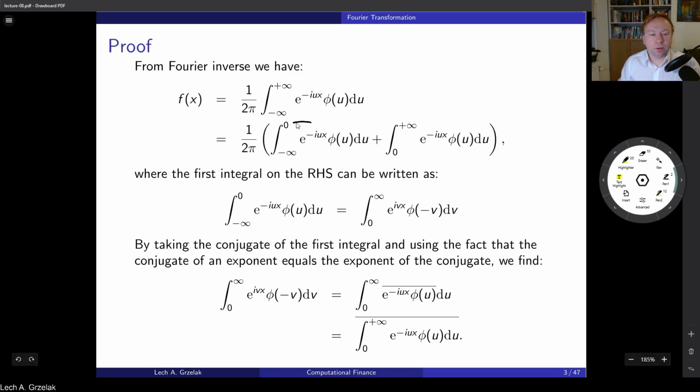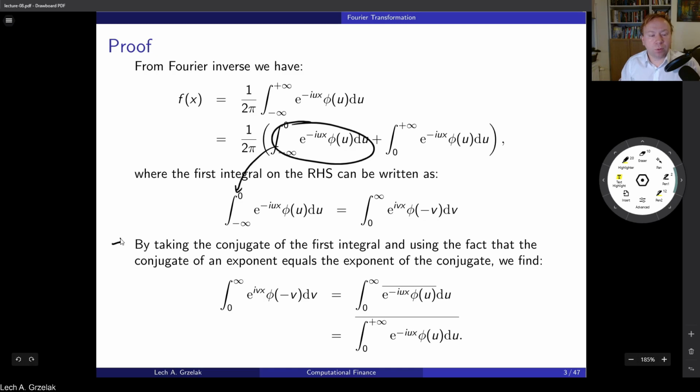We take this integral here, and because we have an integral from minus infinity to 0, we do a change of variables. We define a new variable which is equal to minus u. Then this integral becomes 0 to infinity, and we have e to the minus i v x, the characteristic function at minus v, dv.